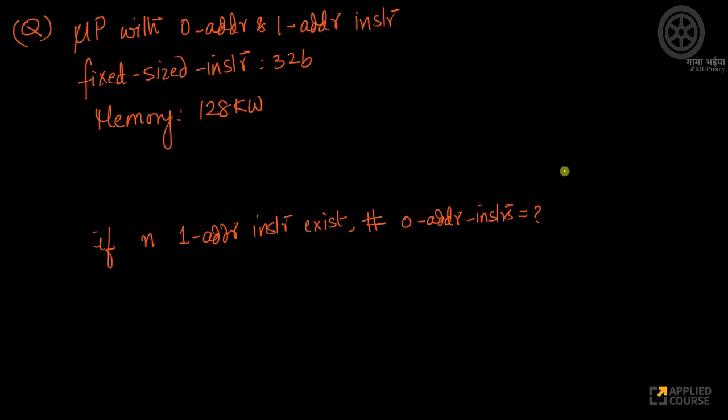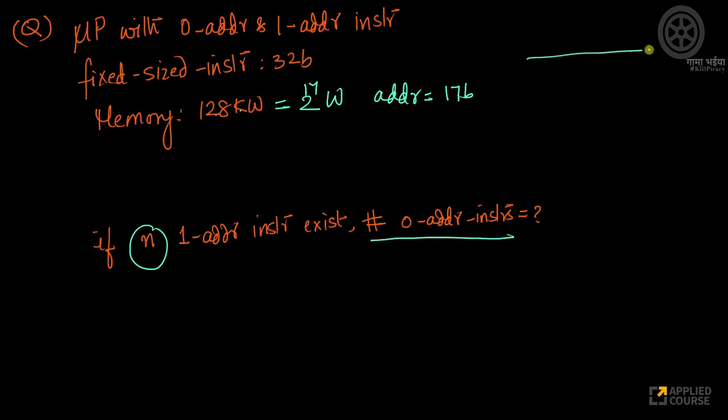Let's look at one more question, slightly more generic. Imagine I have a microprocessor with both zero address and one address instructions. My fixed size instruction is 32 bits. My memory is 128 kilowords. What is 128? 128 is 2 power 7, and kilo is 2 power 10. So 2 power 17 words, which means my address is 17 bits. So it says if n one address instructions exist, then the number of zero address instructions is.